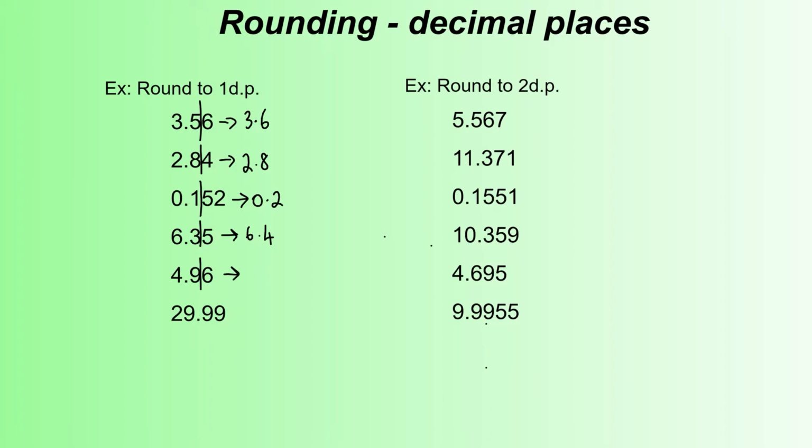Again, it's a 6 after the line, so that's rounding up. Now we've got to think what comes after 4.9, because if we add one onto the 9, it's going to take us to 10. We can't have that. So we want to actually think about the whole number here. 4.9, what would come after that if you're talking about 1 decimal place and adding a tenth on? It would go up to 5.0.